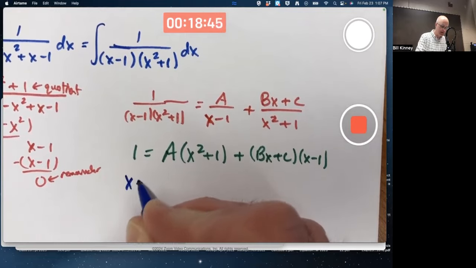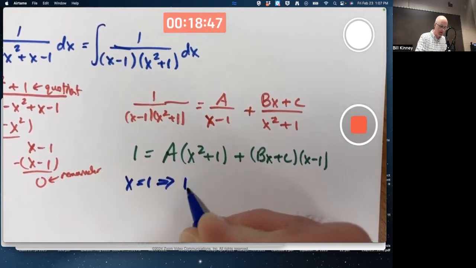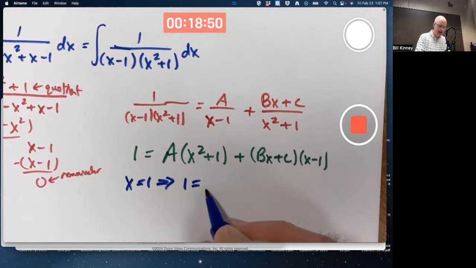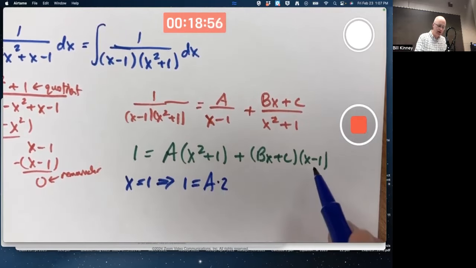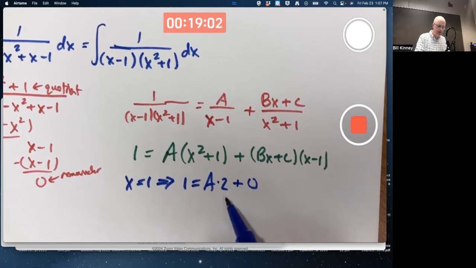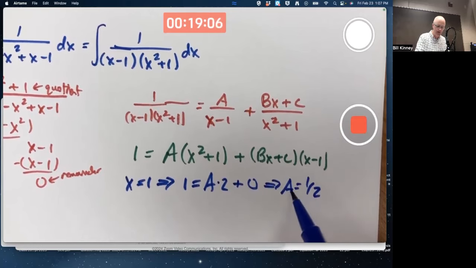If we plug in x equals 1, we get 1 equals A times 1 squared plus 1, which is 2. And then if I plug in 1 over here on the right, I get a 0, plugging in right there. So in other words, 1 equals 2A. This implies A is 1/2. A is easy to solve for.